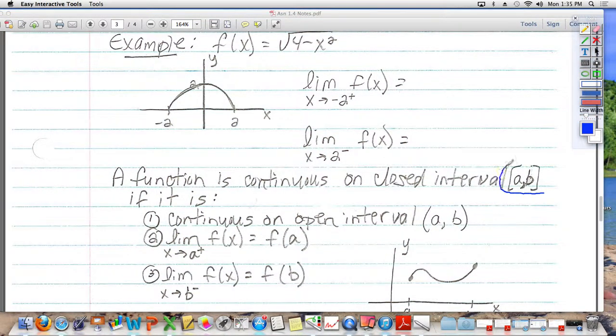This right here. Important. See the closed interval? A comma B. What do those brackets mean? Including A and B. You okay? Yes.